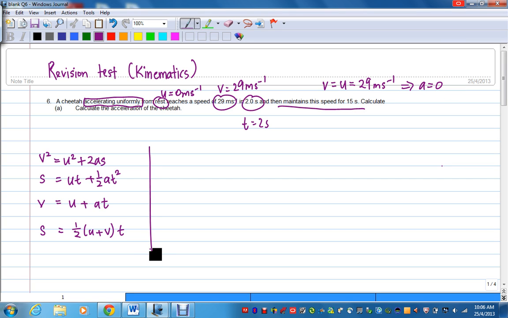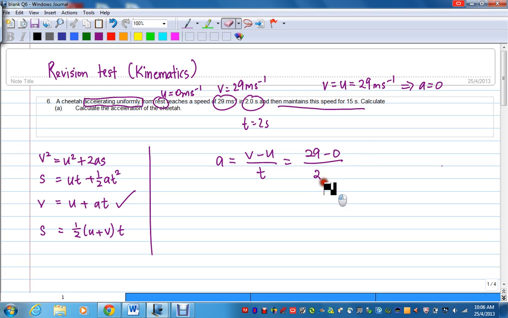Okay, part A, you're asked to calculate the acceleration of the cheetah. I'm going to use the third equation. So a equals v minus u over t. v is 29, u is 0, time is 2 seconds. Okay, we need to substitute units. So with that, you should work out the acceleration to be 14.5 meters per second squared.